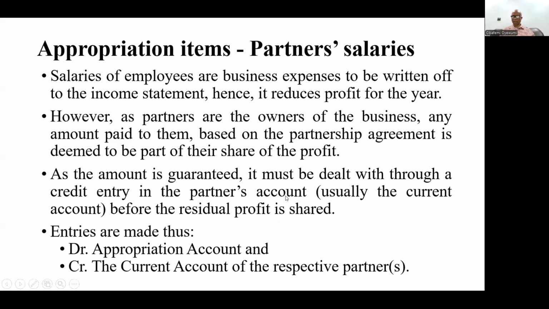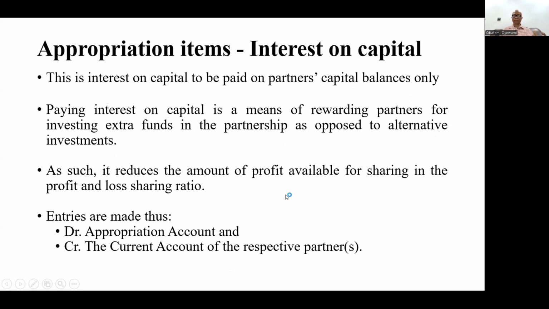So let's go to the second one. The second one is interest on capital. We're still talking about appropriation items. This is interest to be paid on partners' capital balances. If the agreement says interest will be paid on the outstanding capital balances for all the partners, then it will be calculated appropriately. How do you bring it to the account? It is also brought in as an appropriation item.